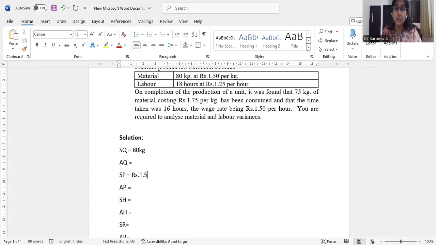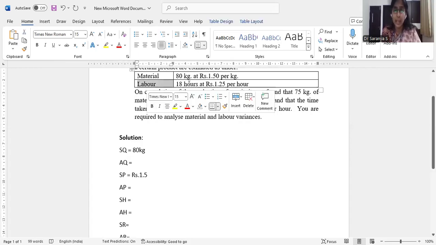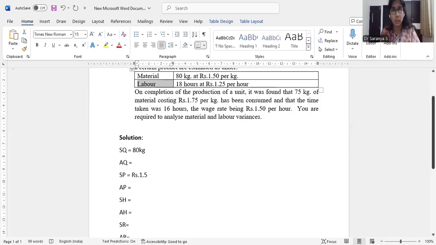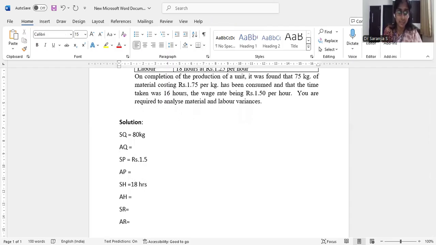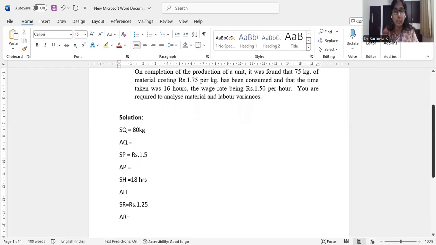Then look at the next line. Labor, standard data it is, right? So labor 18 hours at rupees 1.25 per hour. So what is it? Standard hours 18 hours, and standard rate is rupees 1.25. Okay, now coming to the paragraph.